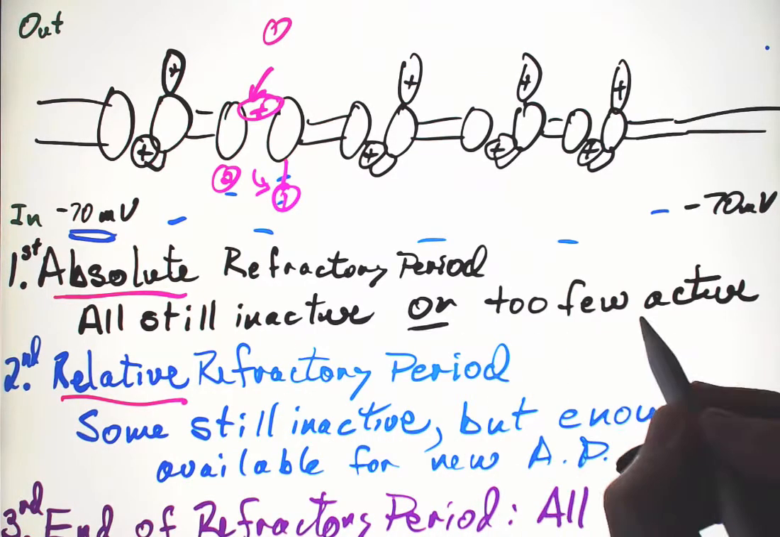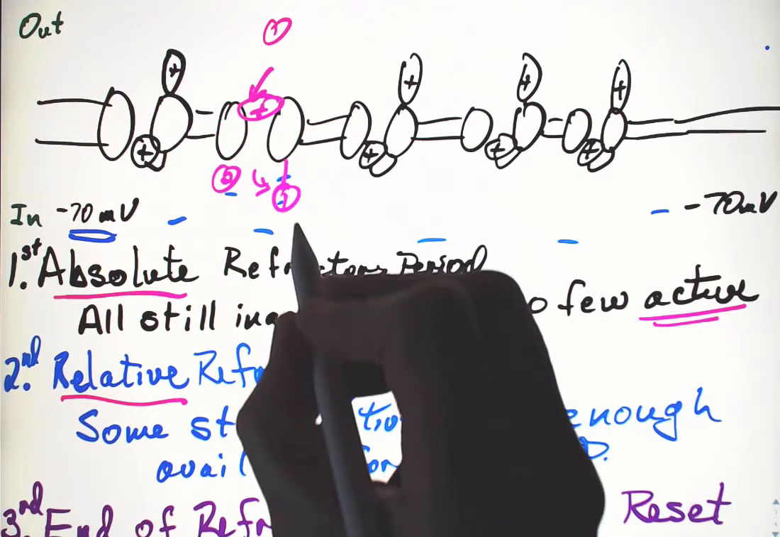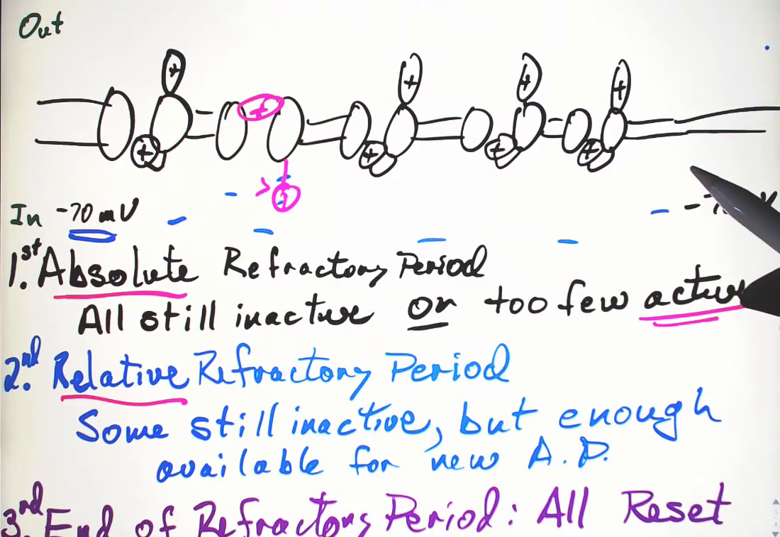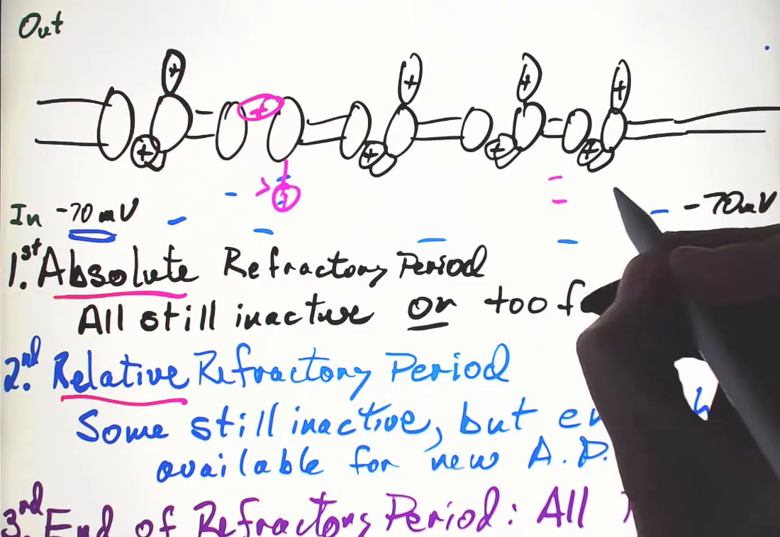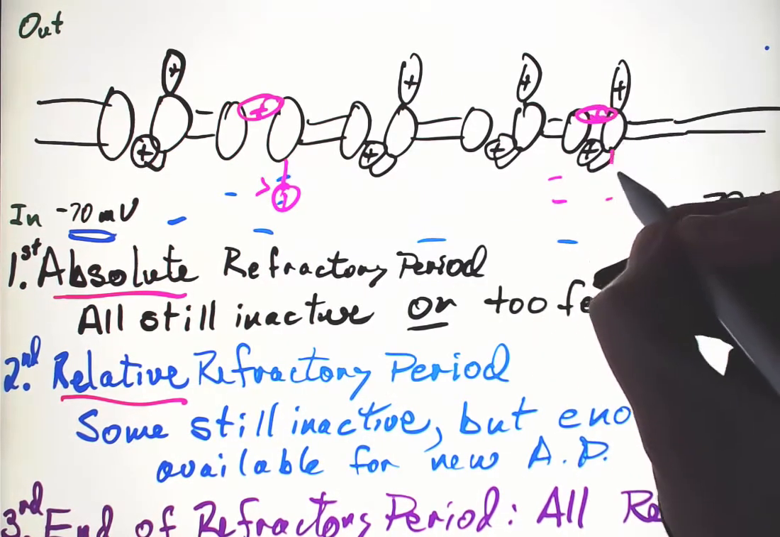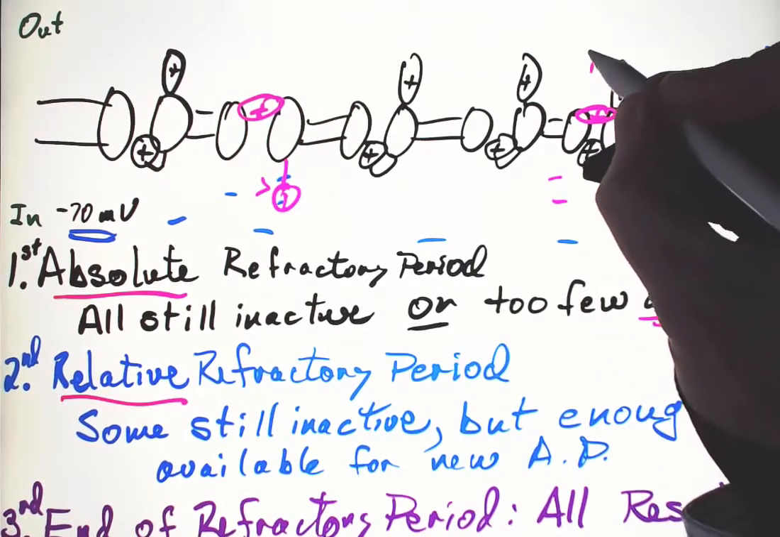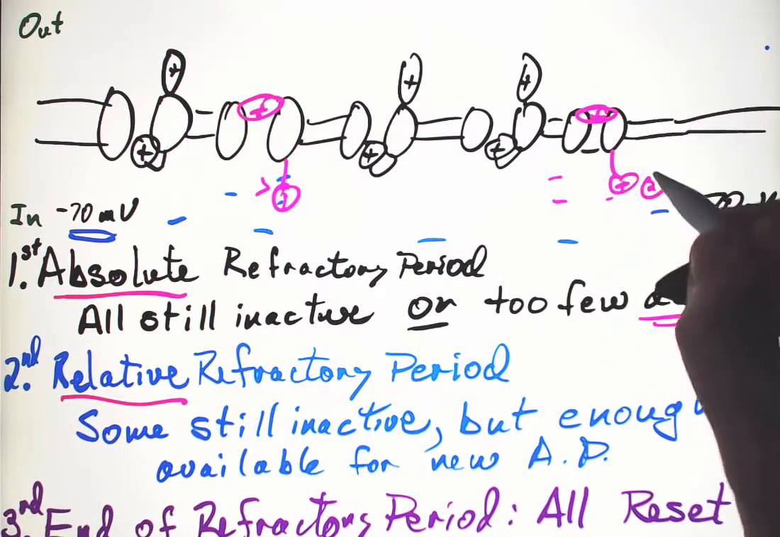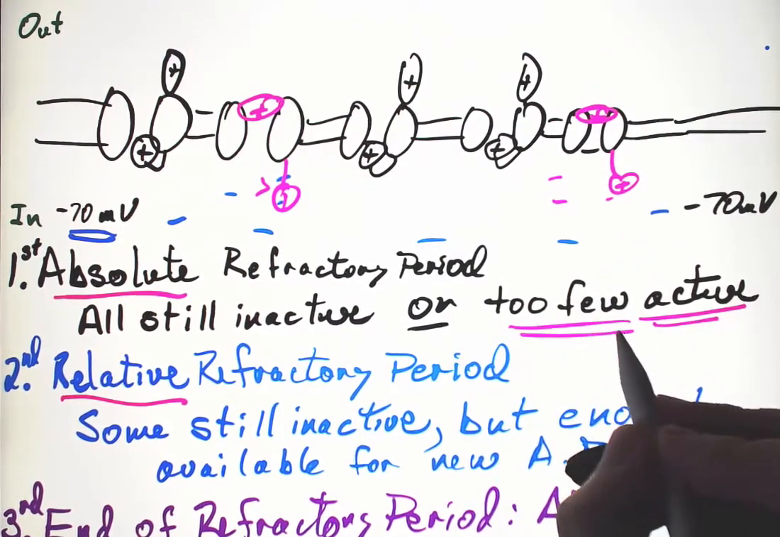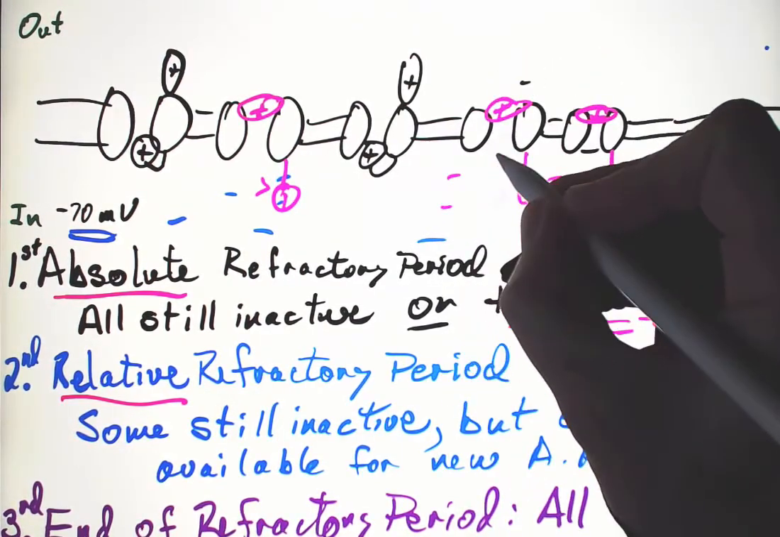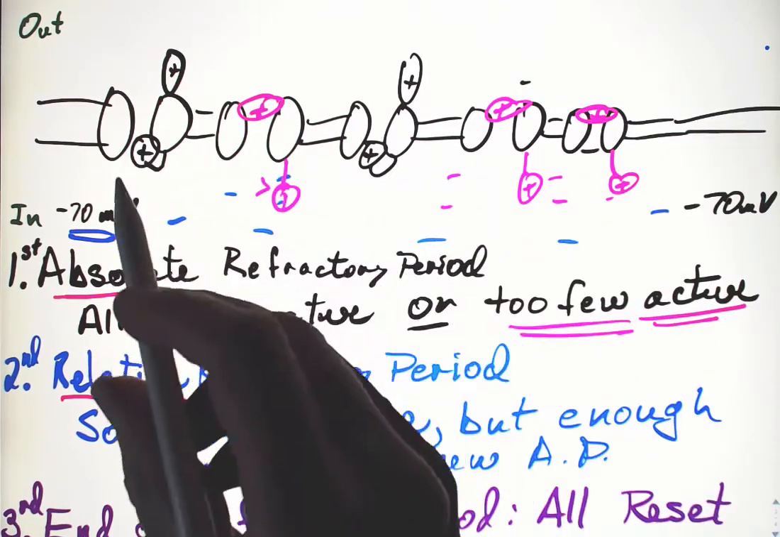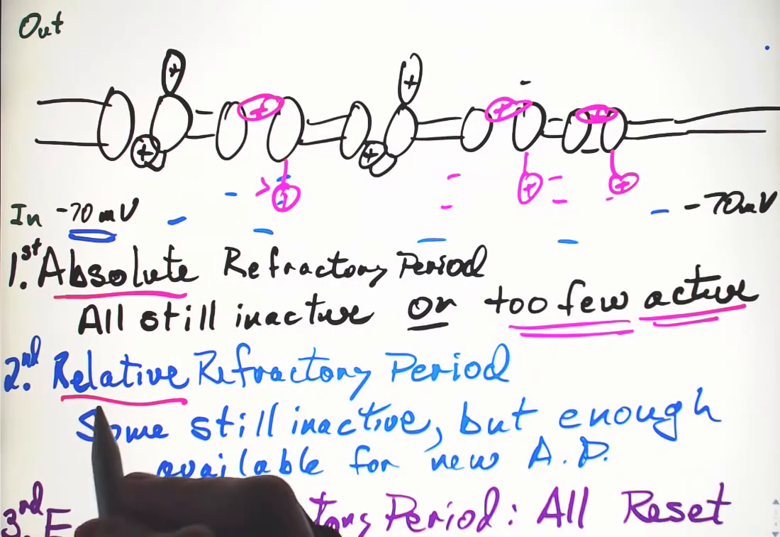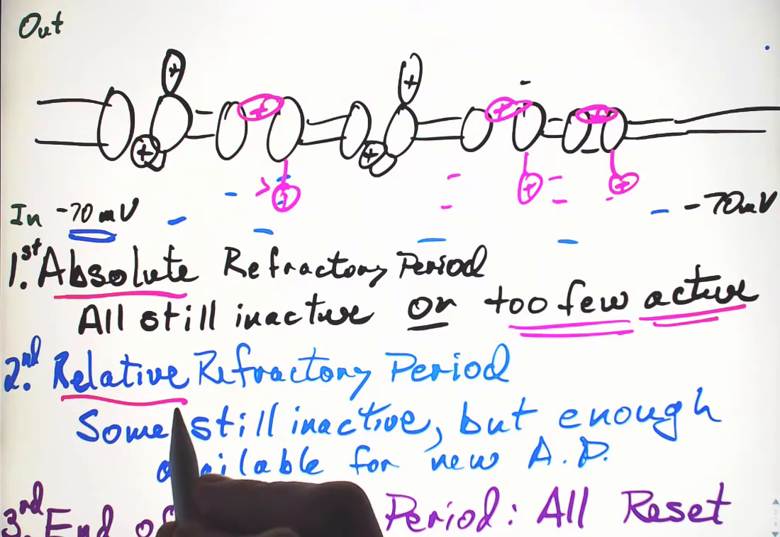Some of them are now in the active state, this one, but that's not enough to allow a new action potential. At some point, another one gets enough negative charge. Again, first the activation gate, then the inactivation gate. Now we have another one available, but that's still too few. Another one. Now we have 3, and maybe 3 or 4 out of every 5. We have the relative refractory period.